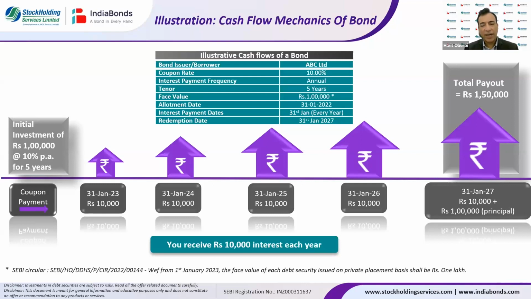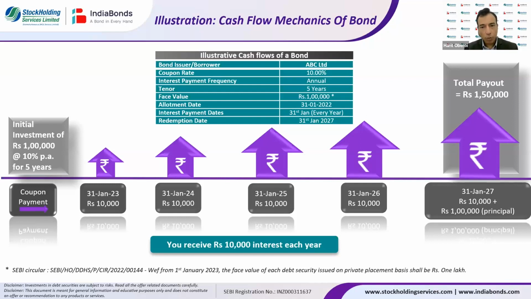So going forward for the next 5 years, 23, 24, 25, 26, and 27, till the maturity date or redemption date, I will get 10,000 rupees on 31st January every year. And on 31st January 27, that is the maturity date, the redemption date, I will get my principal also back. So the 1 lakh rupees principal or face value at which I have invested, I will get 1 lakh rupees back.